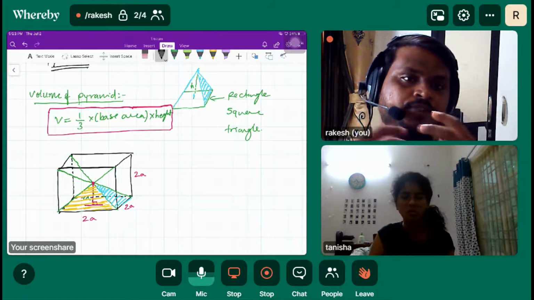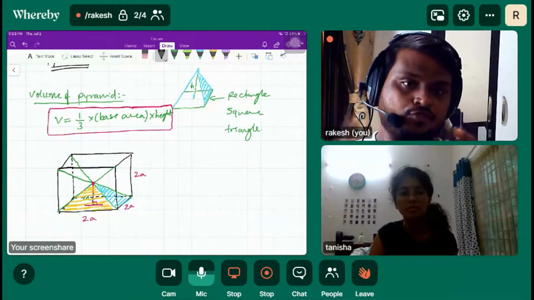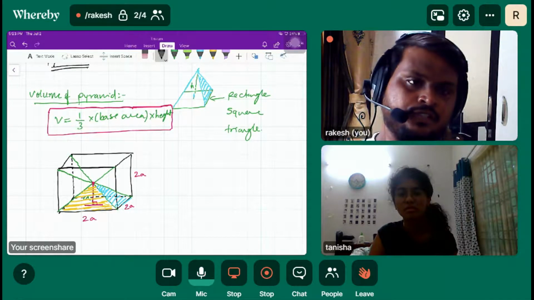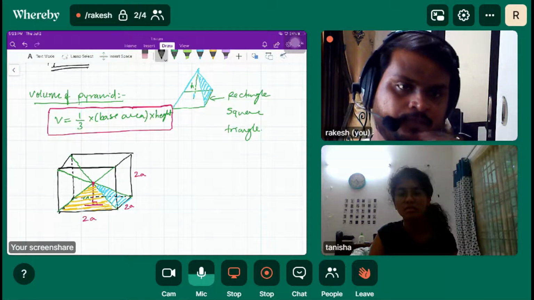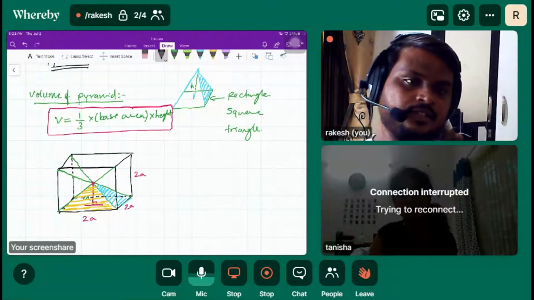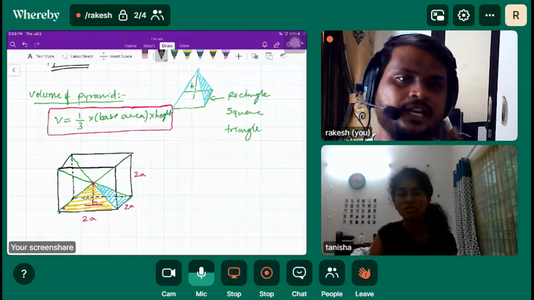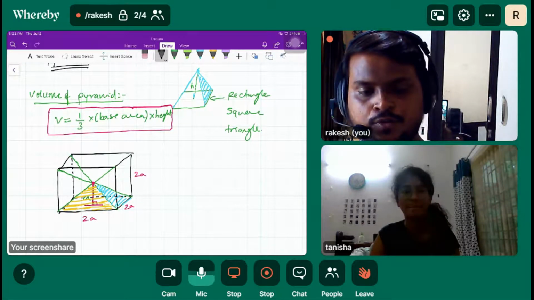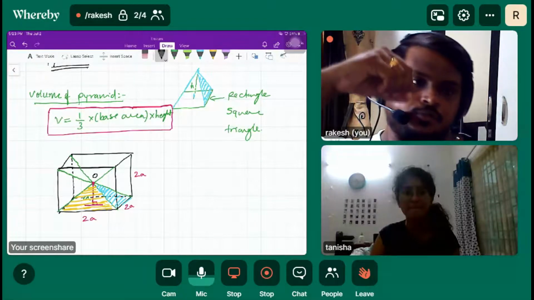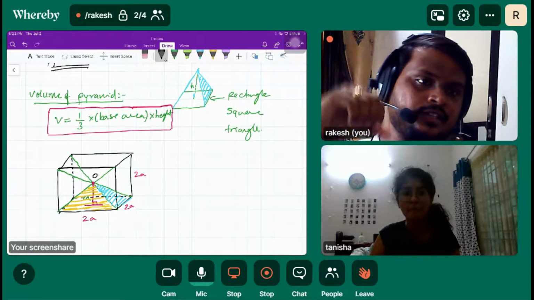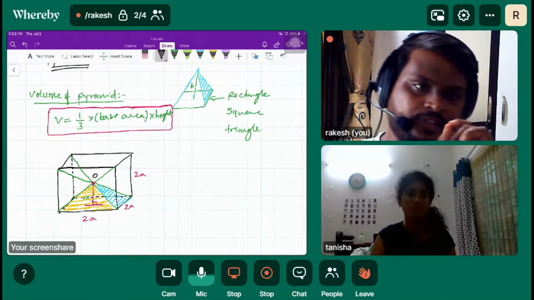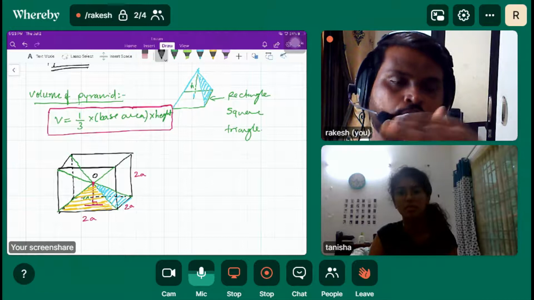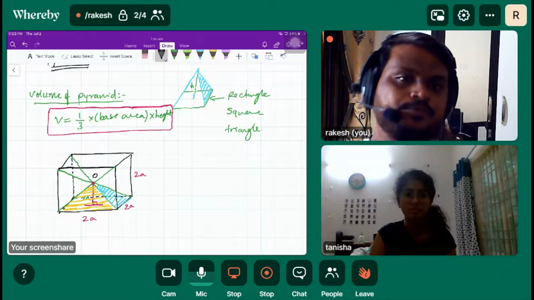So how many pyramids do we have like this in this cube? If you can answer that, then all the job is done. It's a kind of diamond, you can understand. The central point O is just within the cube, in between. So how many pyramids do we have in this cube?